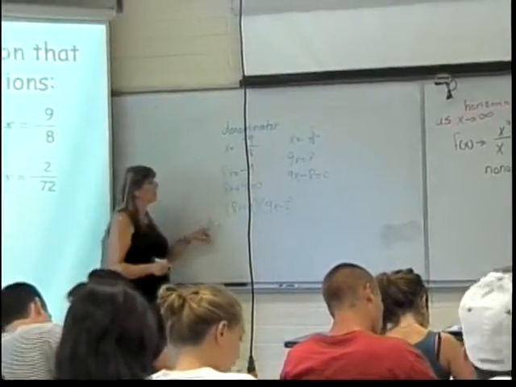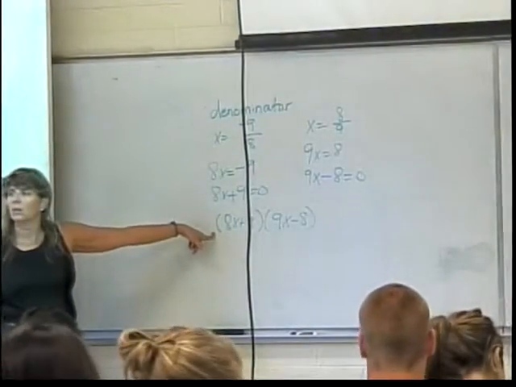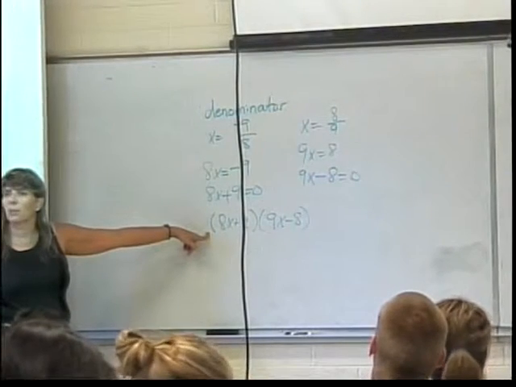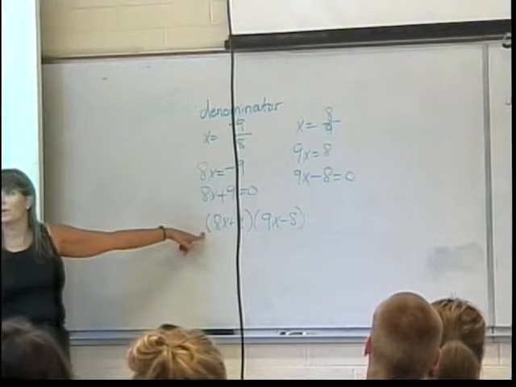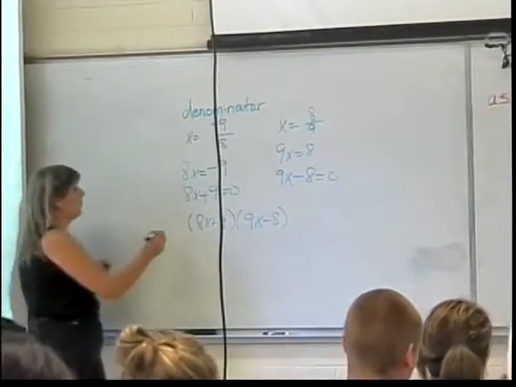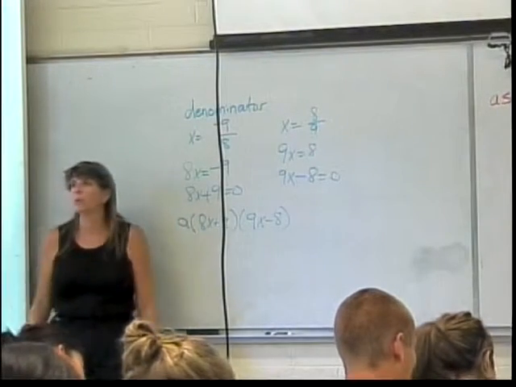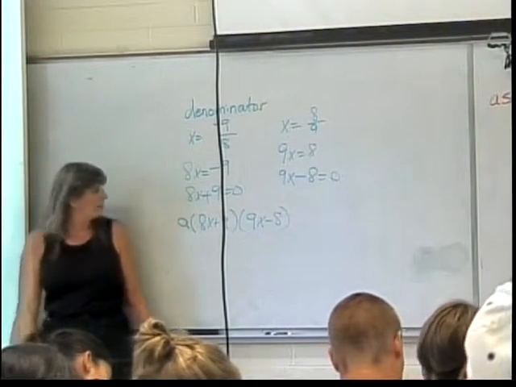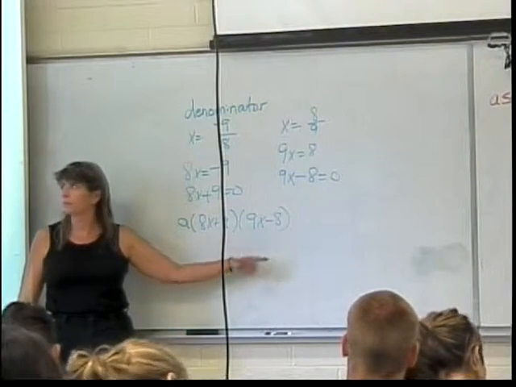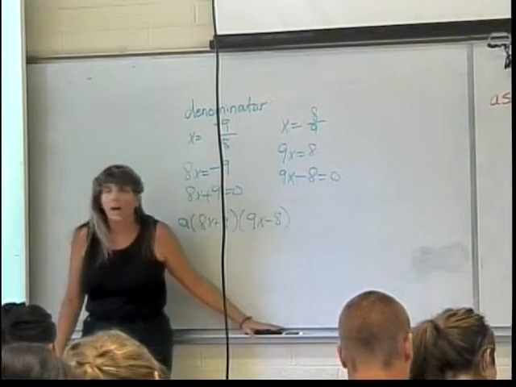And what is the one thing that I always put in here when I'm building polynomials unless I'm told otherwise? Okay, we'll put an A. We put a leading coefficient because we might have lost it along the way. So this is now my denominator. Alrighty.